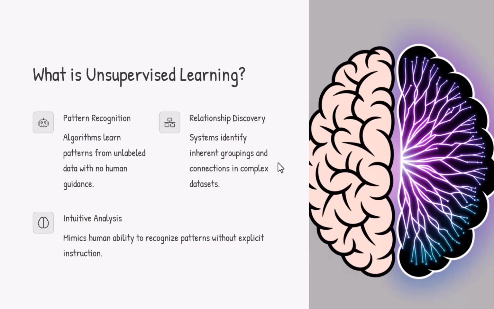What is unsupervised learning? Here's the deal. Unsupervised learning is when a model is given unlabeled data and asked to find structure. No answers provided. It learns intuitively, like how your brain notices patterns without being told.